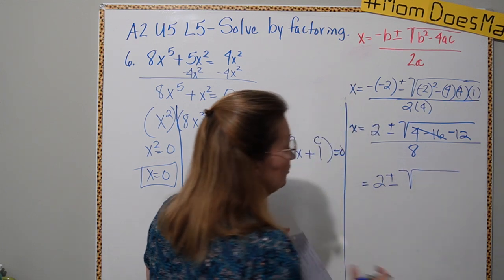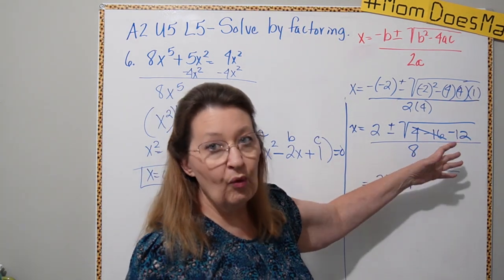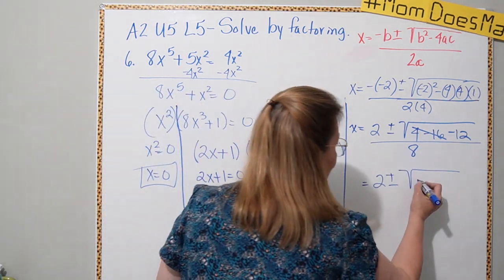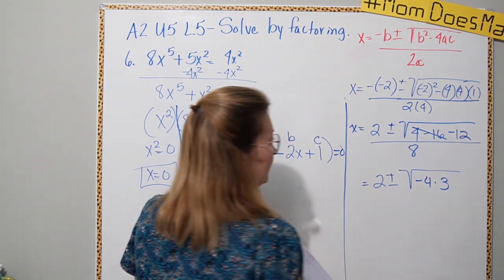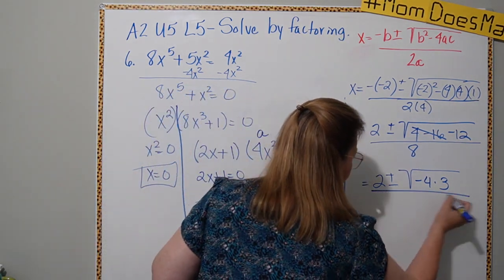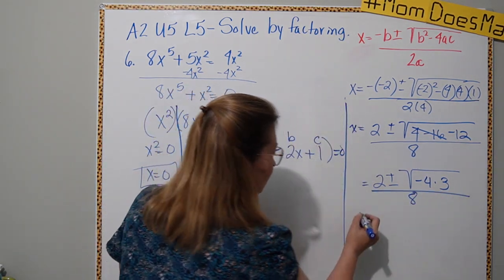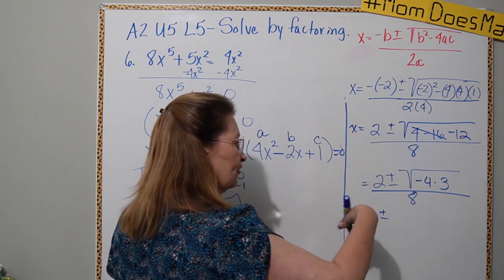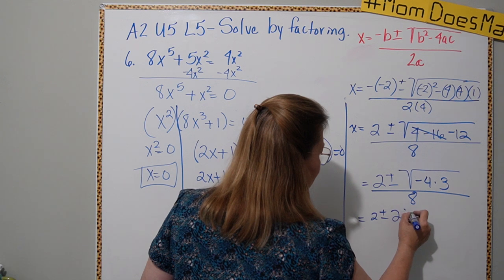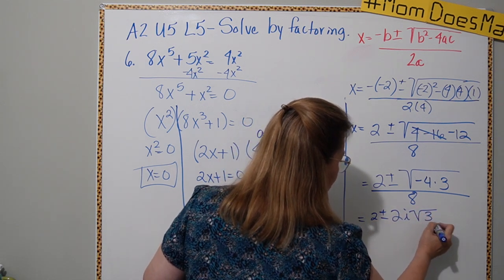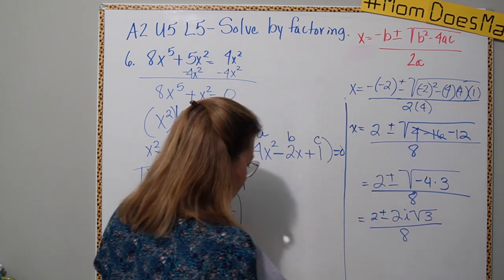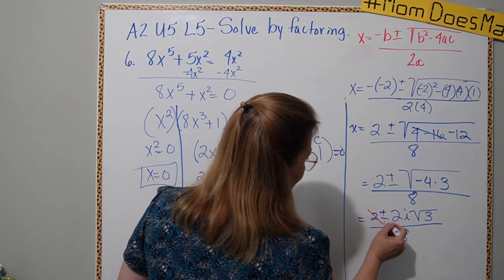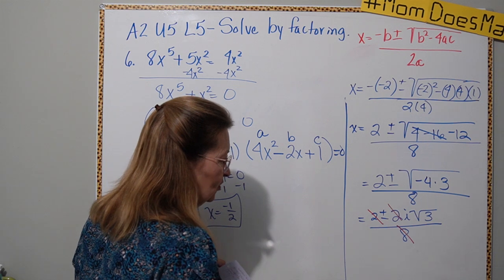And what I want to do, what's a perfect square that'll go into 12? 4. And I need a negative of it. So that's going to be negative 4 times 3 left under there, all over 8. So I'm going to have 2 plus or minus, and when I pull the square root of negative 4 out, that's 2i square root of 3 all over 8. Now I do need to reduce down by that 8, and I have to do it with all 3 of those at one time.